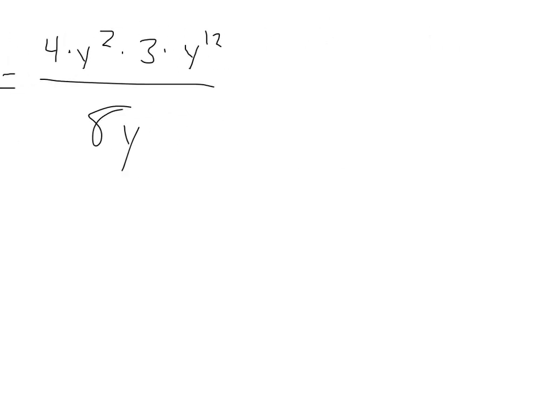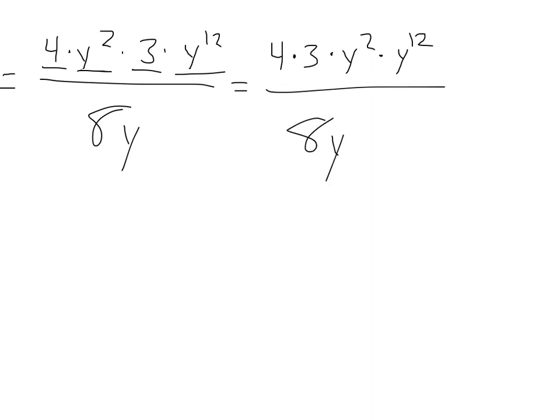Commutative property of multiplication says I can move things around. I can get the numbers next to themselves. So I could rewrite this as 4 times 3. So I've moved that and moved that. And now I can take that times the y squared times the y to the 12th. So I've moved things around on top. Do I really have to? Not really. It's just kind of helpful. Again, this is all over 8y, not touching the bottom yet.